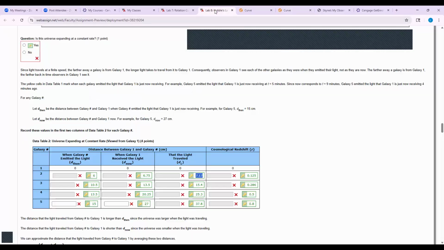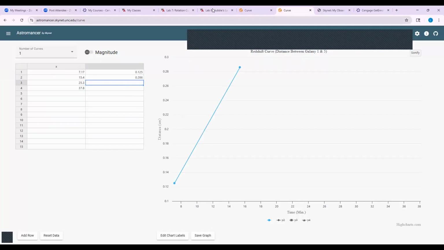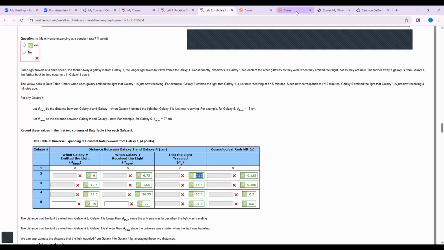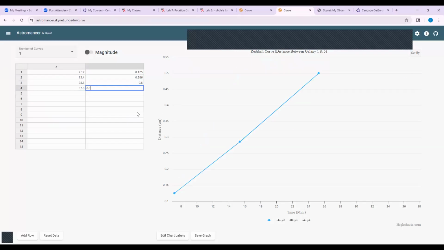Okay. The redshift 0.125. Okay, then next one, 286 and 0508.